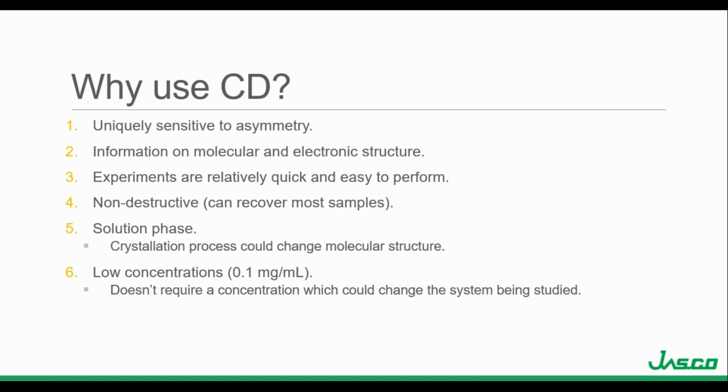CD experiments are done at low concentrations, so for secondary structure you need about 0.1 mg per mL. So you don't require a concentration which could potentially change the system being studied, which is really nice because other secondary structure techniques such as FTIR use at least 10 mg per mL of sample, which is pretty difficult if you have rare or precious samples or it's hard to purify.